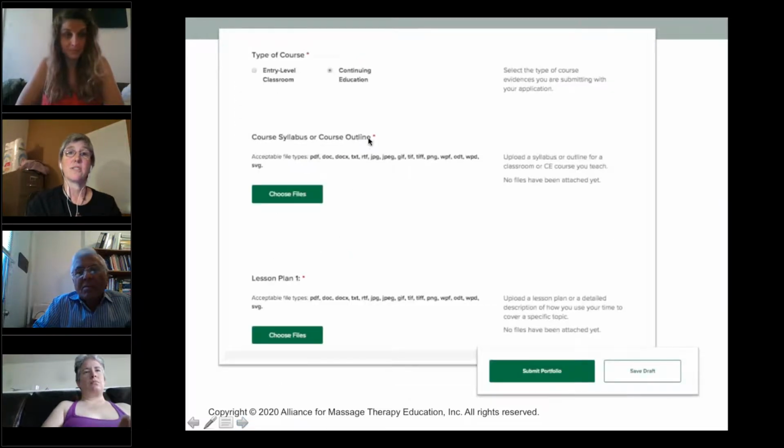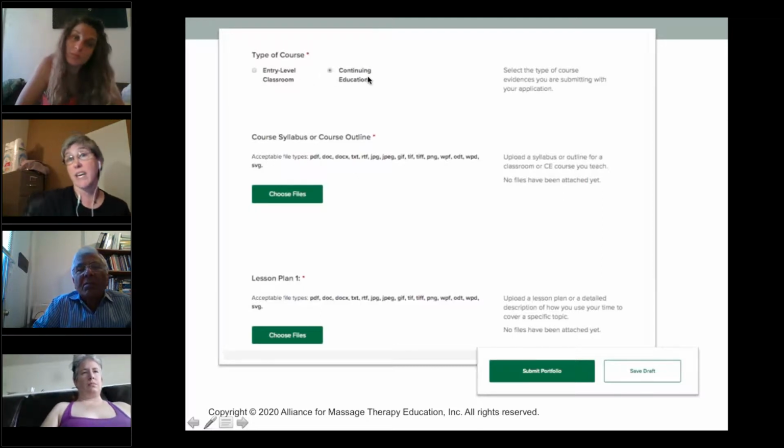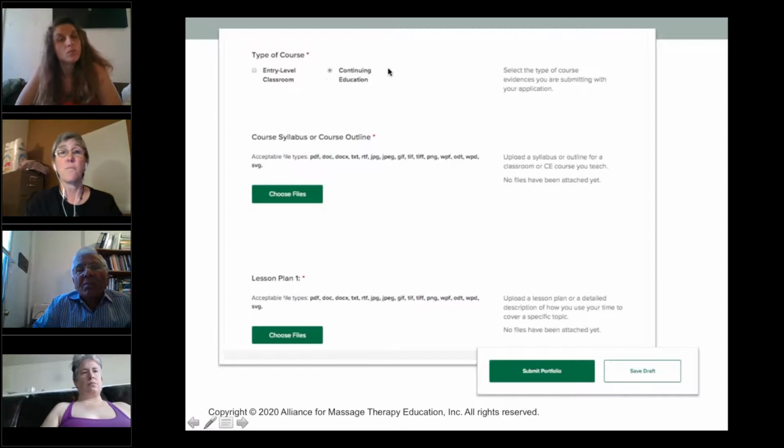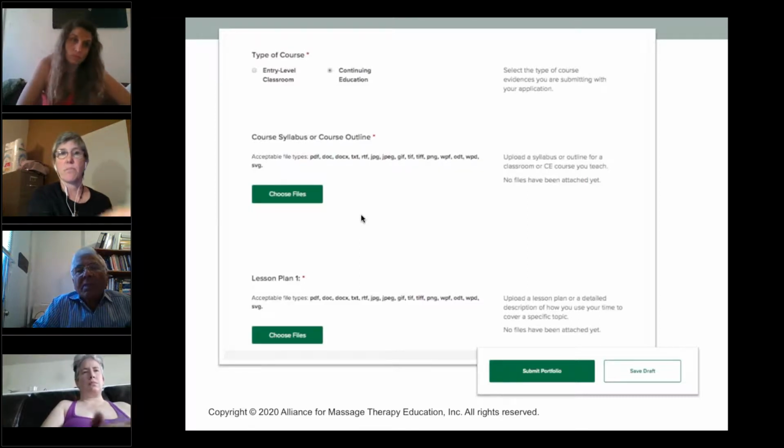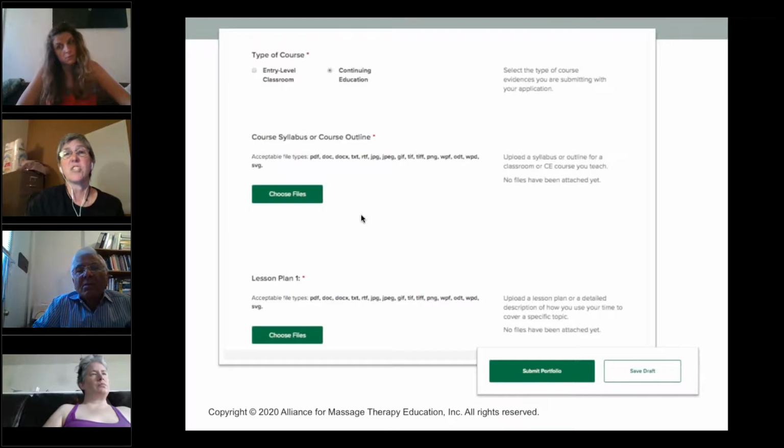And then you'll get to choose, are you applying as an entry-level classroom teacher or continuing education teacher? And even if you're both, pick the one that you're going to submit materials for. So if you're submitting your syllabus or course outline and your lesson plans for a course that you teach in an entry-level program, check that one. If you happen to be submitting materials for a CE program that you teach, then check that one. It doesn't matter to us one way or the other. No matter where you teach, you would need to meet the standards in the same way.